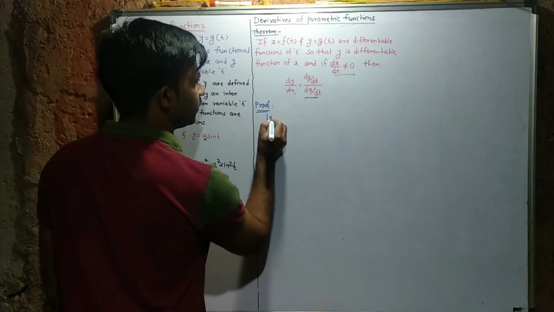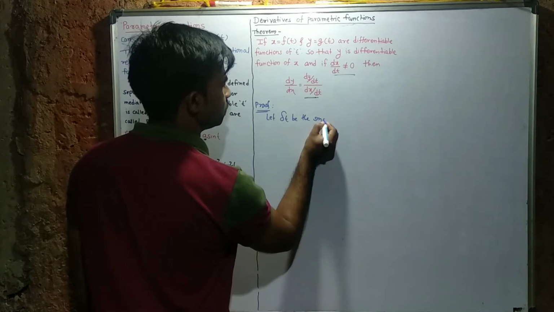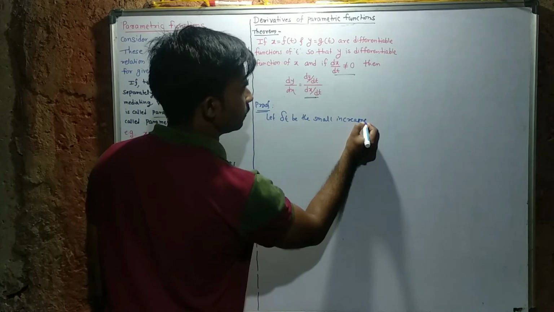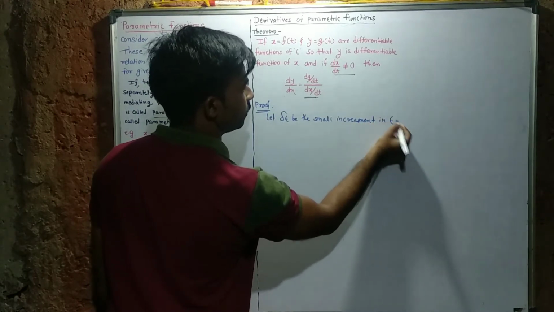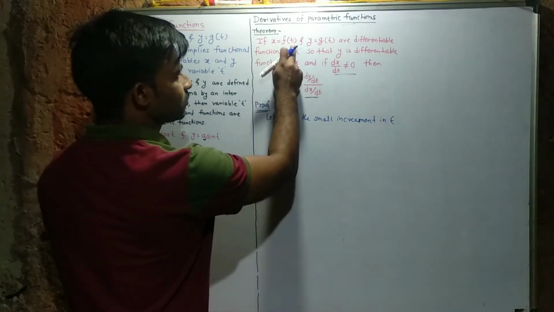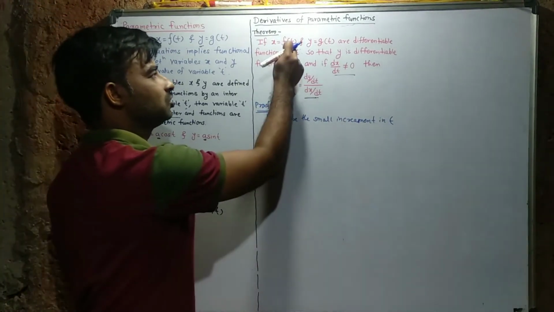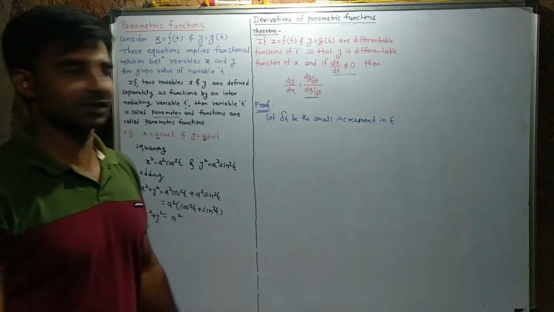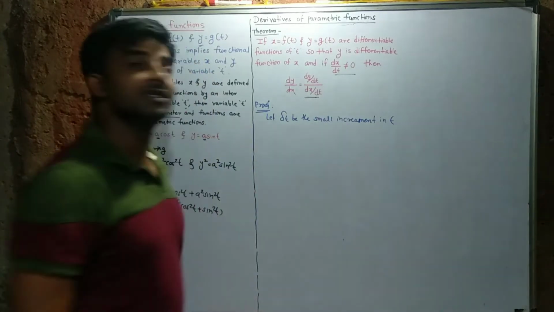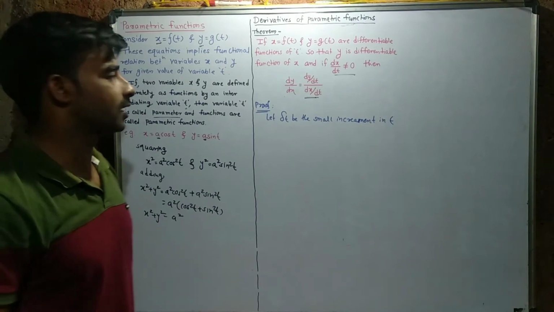Let delta t be a small increment in t. That means you get a small change in the value of t. We know that x is a function of t. That means x is the dependent variable and t is the independent variable, so any change in t causes a change in x. Similarly, y is equal to g of t. Here y is a dependent variable and t is an independent variable. So when the value of t changes, there is a corresponding change in y also.